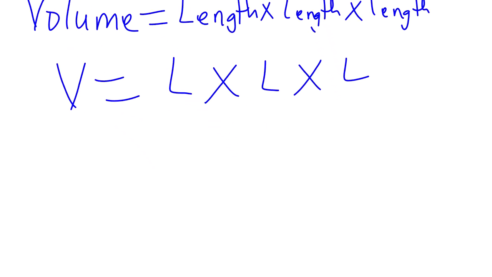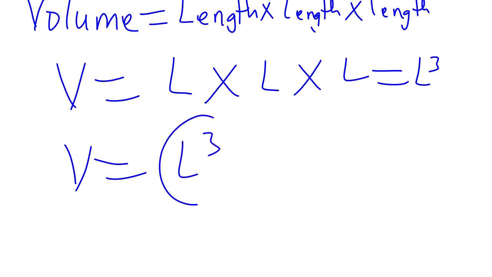And if we can remember, one of the laws of indices says that when we have an alphabet multiplied by itself 3 times, we just write it as L raised to the power of 3. So instead of saying L times L times L, just say L raised to the power of 3. And this L raised to the power of 3 is the dimension of volume. When you are asked what's the dimension of volume, just say L raised to the power of 3.